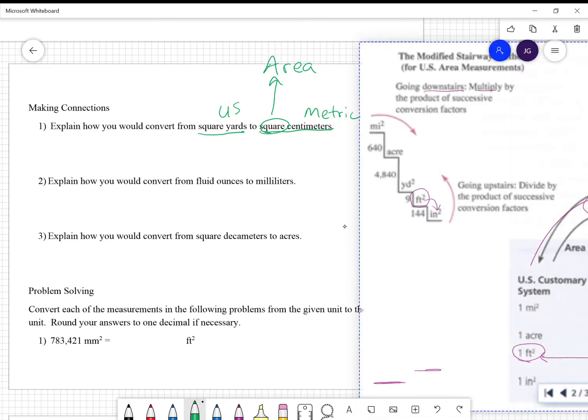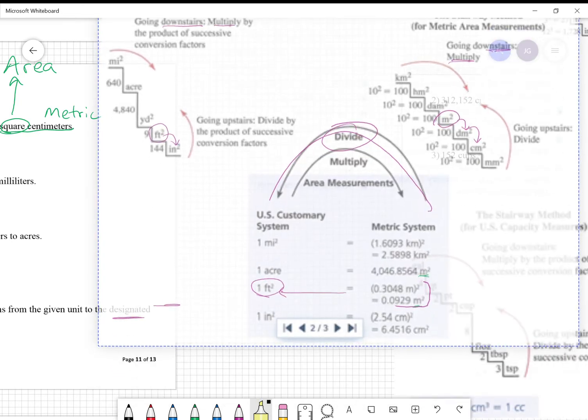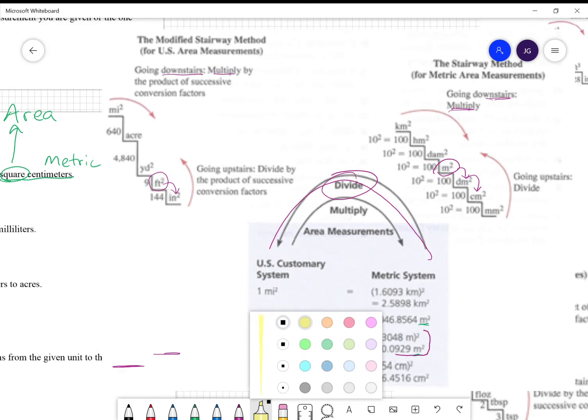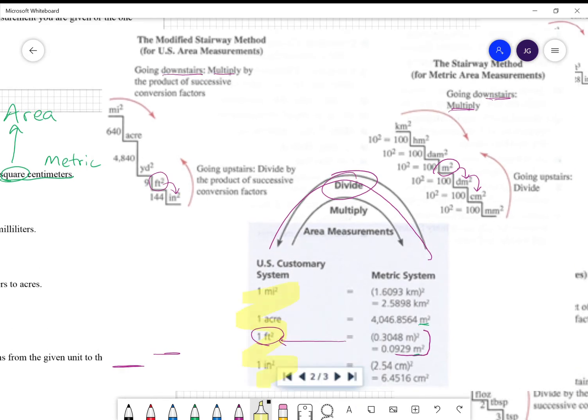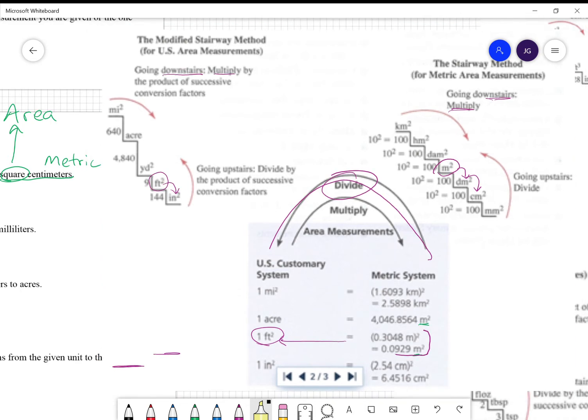Okay, I want square yards to square centimeters. Again, if you look at the table, there's no square yards in my table. So I need to first convert square yards to something. Now, what I want to convert it to doesn't really matter because all of my other units are in the table.